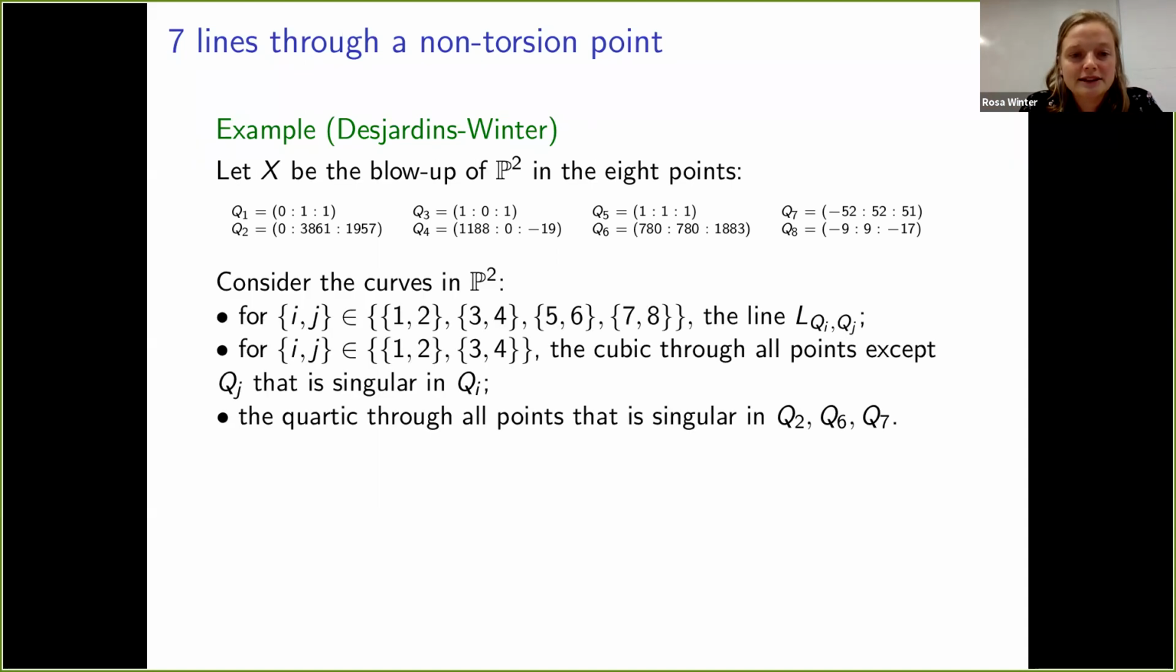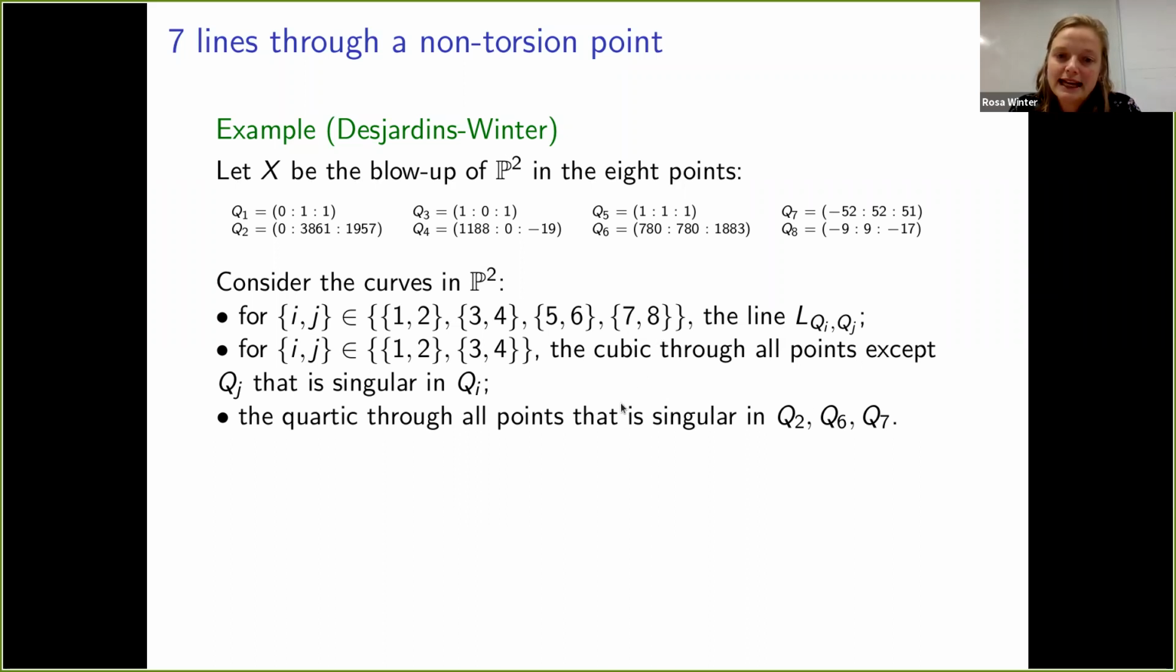And then these are 7 curves in P2. So they are 4 lines: the line through Q1 and Q2, the line through Q3 and Q4, and Q5 and Q6, Q7 and Q8. So these are 4 lines. And 2 cubics: the cubic through all points except the second point, which is singular in the first point, and the cubic through all points except the fourth point, which is singular in the third point. And finally, we take the quartic through all points, which is singular in these 3 points.